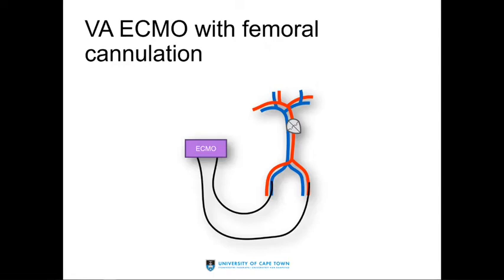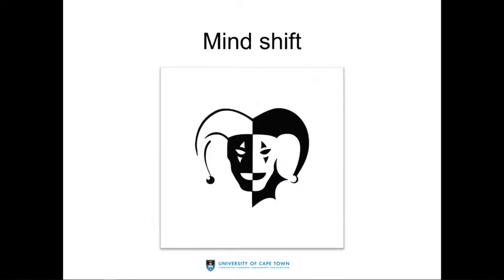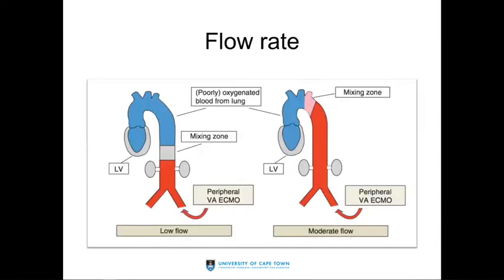With the peripheral VA ECMO, you need to bear in mind that you have to have a little bit of a mind shift in terms of you can end up with a Harlequin syndrome. And this is if the lungs aren't working as well. So you're flowing back up the femoral artery. And if you only flow halfway up, because the heart is still trying to beat in these cases, you may end up with a patient who oxygenates the lower half of their body and not the top half. And on the diagram to the right there, you can also see if you've got it halfway around the aortic arch, you may only oxygenate one carotid vessel and not the other one.